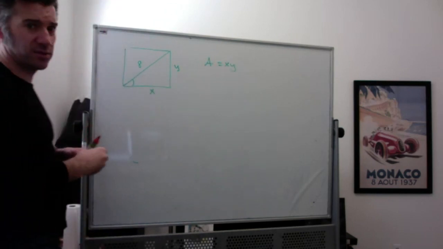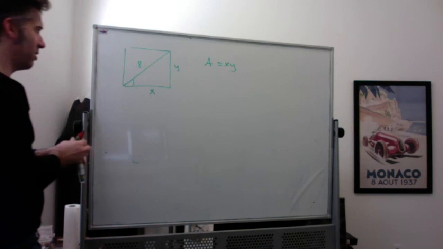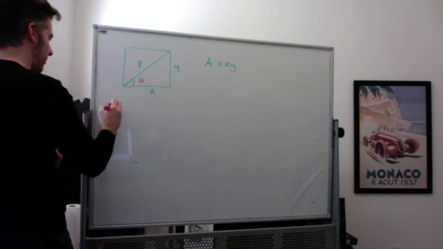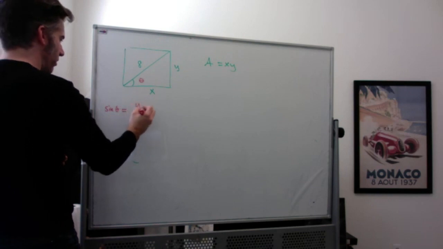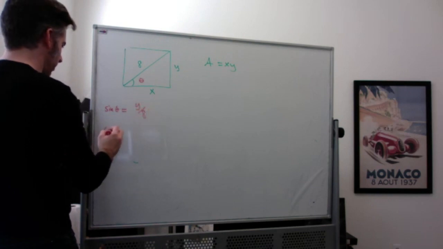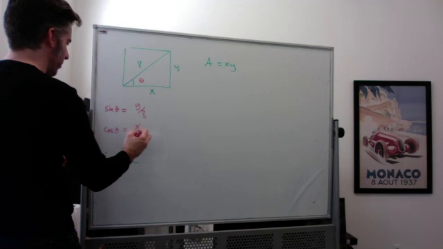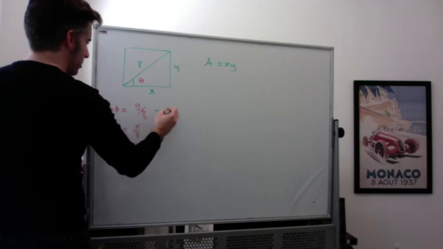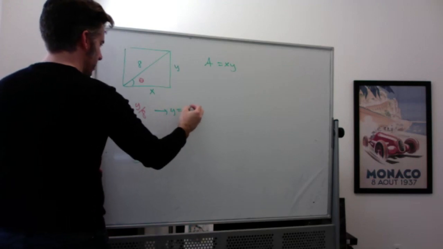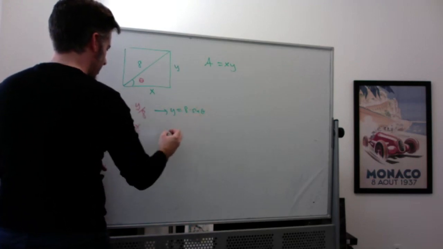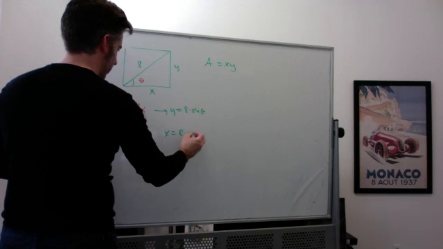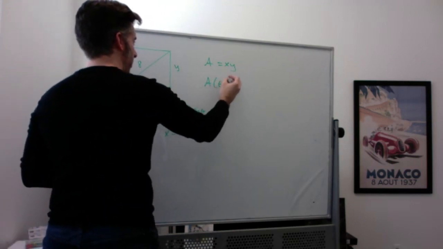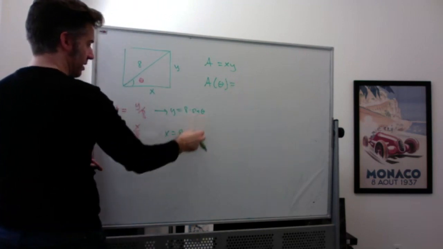Instead of writing x in terms of y or y in terms of x, you can say, okay, well, this angle, I can say that the sine of that angle is y over 8. I can say the cosine of that angle is x over 8. So that y equals 8 times sine of theta, and x equals 8 times cosine of theta. And then you can plug those into your equation and say the area as a function of theta is 8 sine theta times 8 cosine theta.